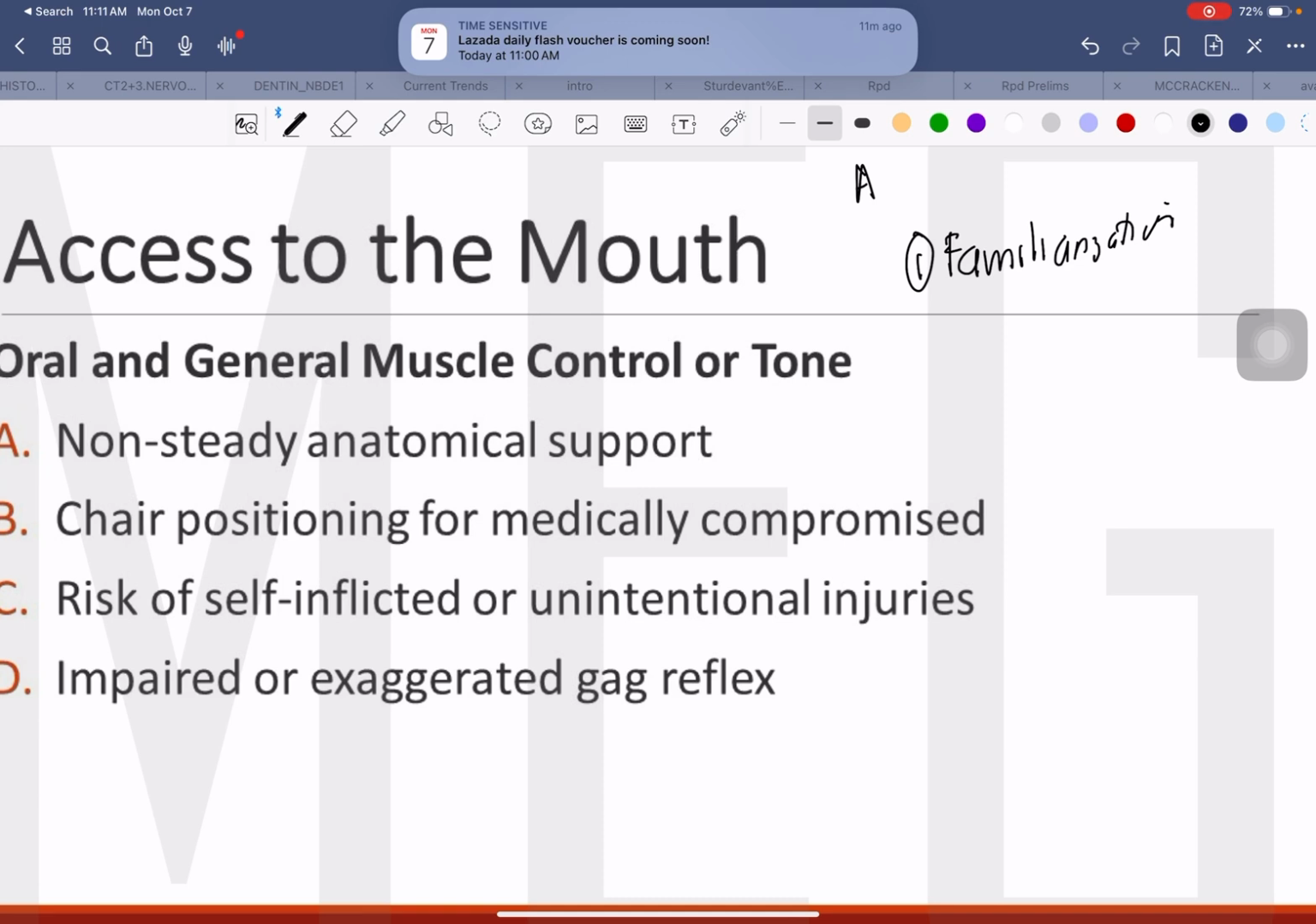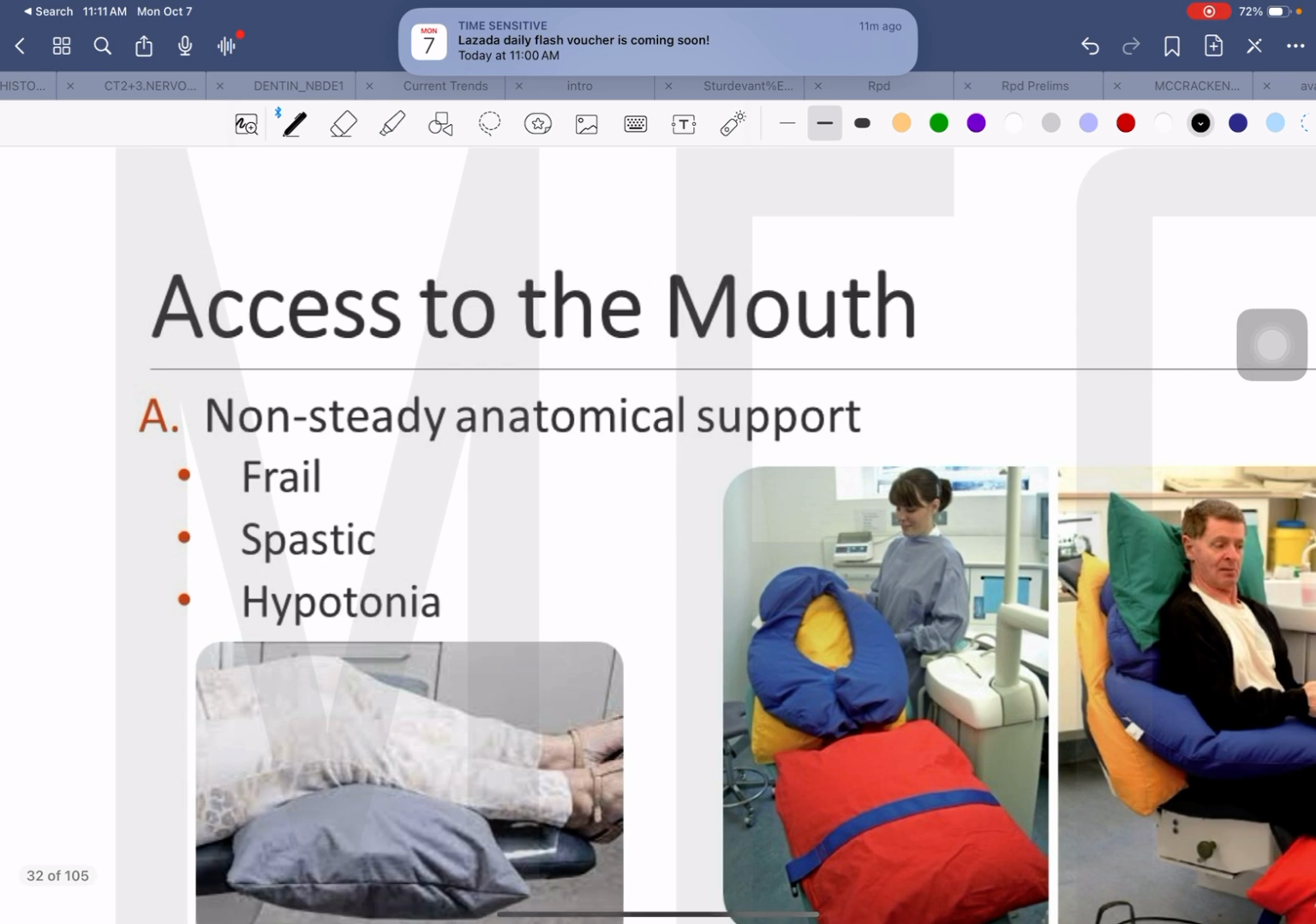For non-steady anatomical support, you can have your bean bags. So there are frail, spastic, and hypotonia. When we say hypotonia, weak muscles. Spastic, ito yung mga tumagalaw-galaw, like your patients with Parkinson's disease. Then frail, these are weak patients in general. So as you can see, for these types of patients, support cushions are good. So for cerebral palsy, patients with Parkinson's disease, patients with anatomic problems, you can use these support cushions.